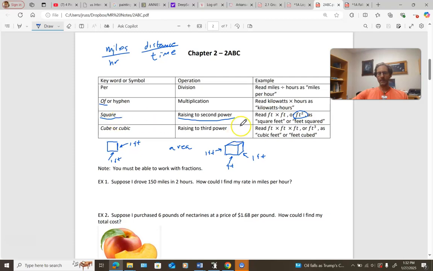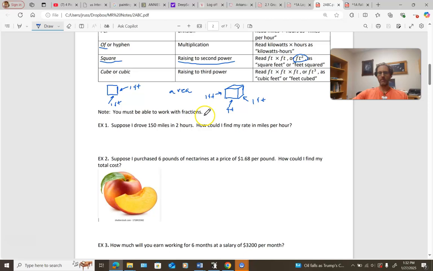All right, we've talked about this some, so let's take a look at a few examples here. We're going to start off kind of slow. We've got to be able to remember how to work with those fractions in this section, guys. All right, so example 1 here. It says, I drive 150 miles in 2 hours. How could I find my rate in miles per hour?